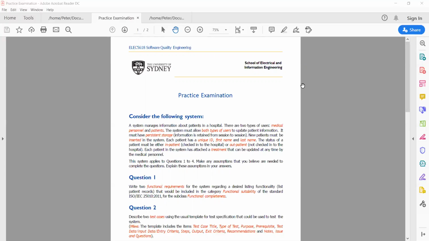And then we have Chayut. Chayut is asking, do we have to memorize the template? No, you don't have to memorize.